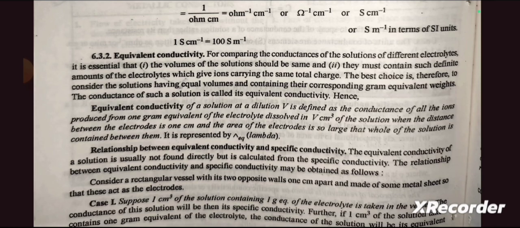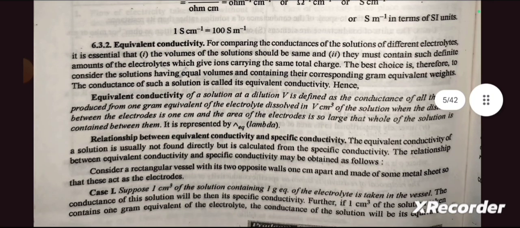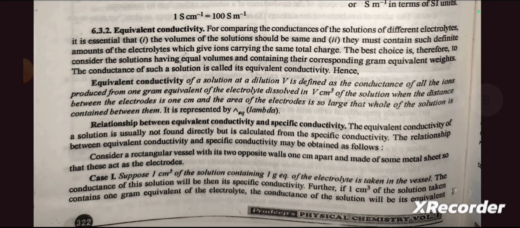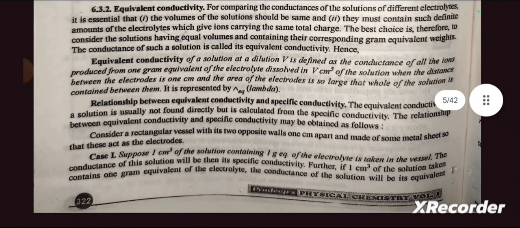6.3.2 Equivalent conductivity. For comparing the conductance of the solutions of different electrolytes, it is essential that, first, the volume of the solution should be the same, and second, they must contain such a definite amount of the electrolyte which gives ions carrying the same total charge. The best choice is therefore to consider solutions having equal volumes and containing their corresponding gram equivalent weight. The conductance of such a solution is called its equivalent conductivity.